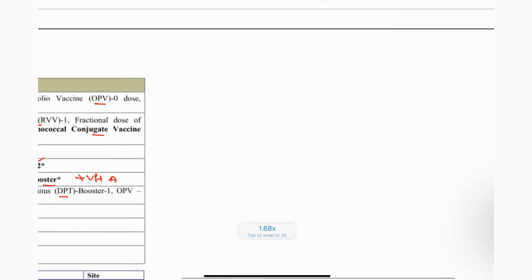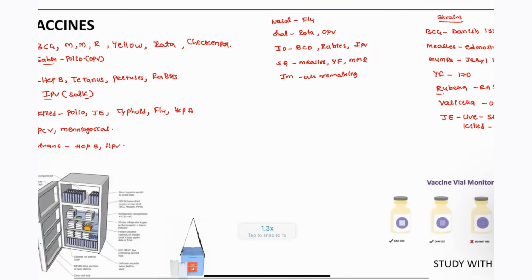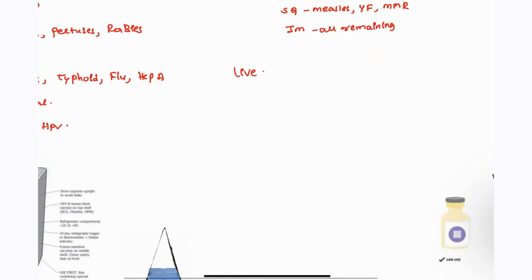Then sometimes we have the question of the gap. How much gap should be present for the live vaccines? For live vaccines, at least 2 to 4 weeks is enough. Better to choose a 4 weeks gap between these vaccines. Okay, that is the first thing that you have to remember.